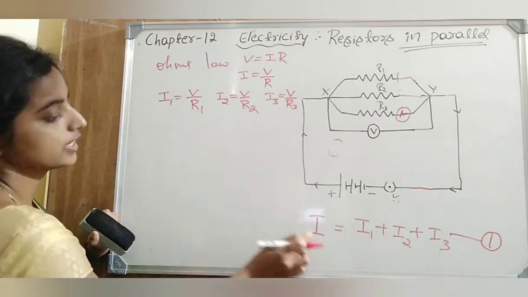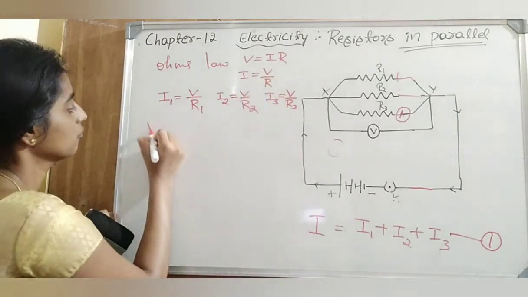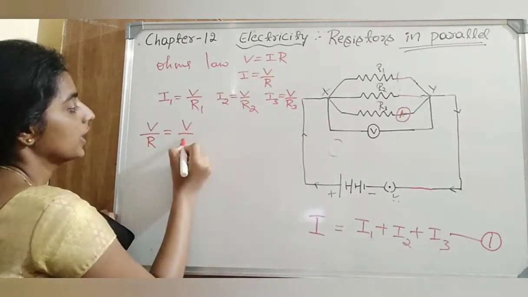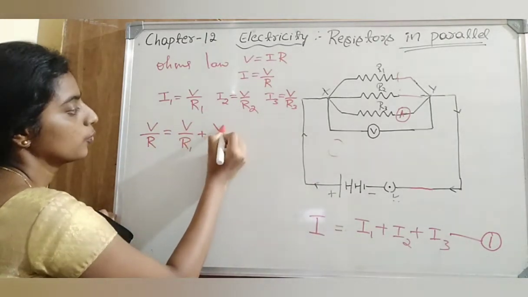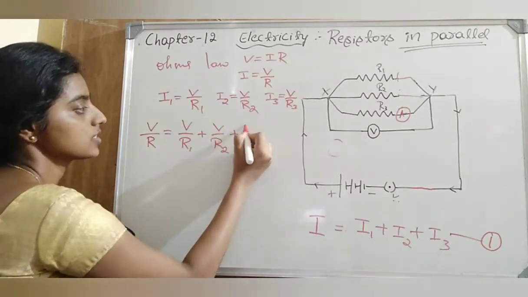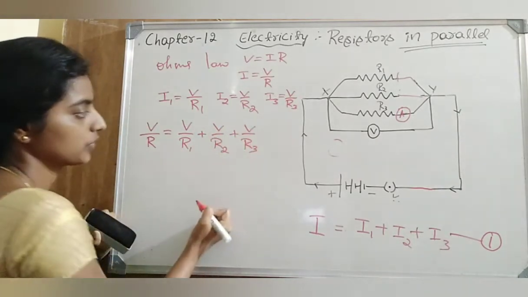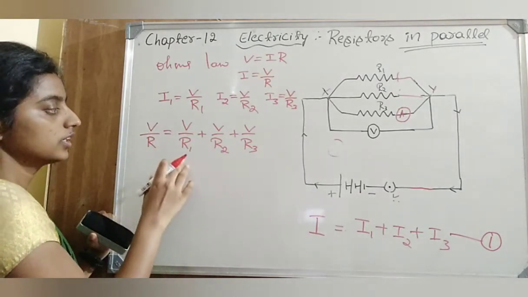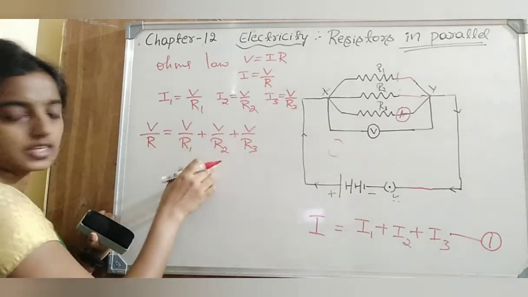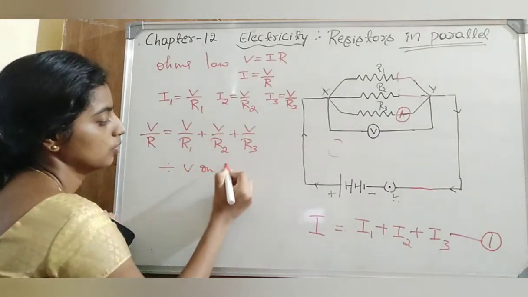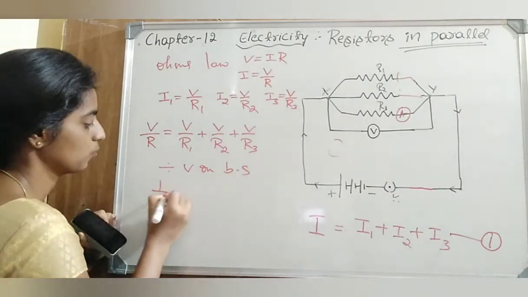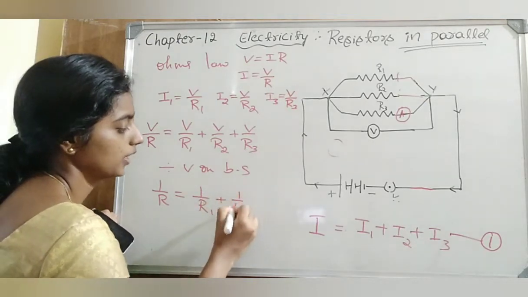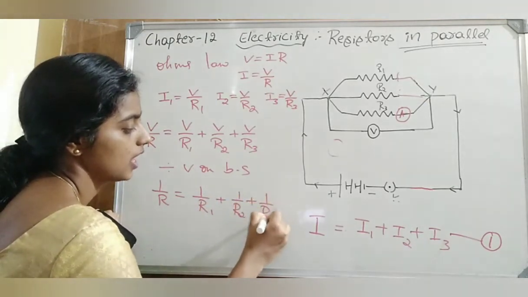So what happens? I is what? V by R. V by R is equal to I1 which is V by R1 plus V by R2 plus V by R3. Now we have V as common. Therefore, divide V on both the sides. So what we will get? 1 by R equals 1 by R1 plus 1 by R2 plus 1 by R3.